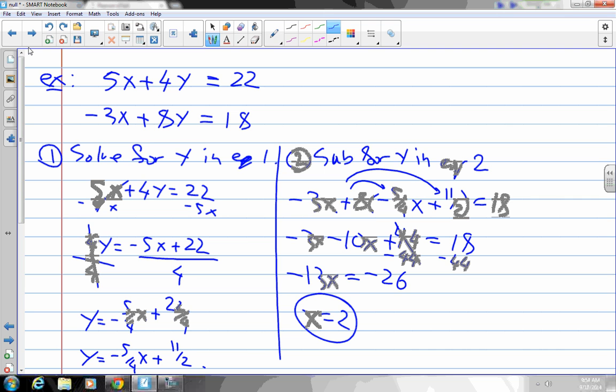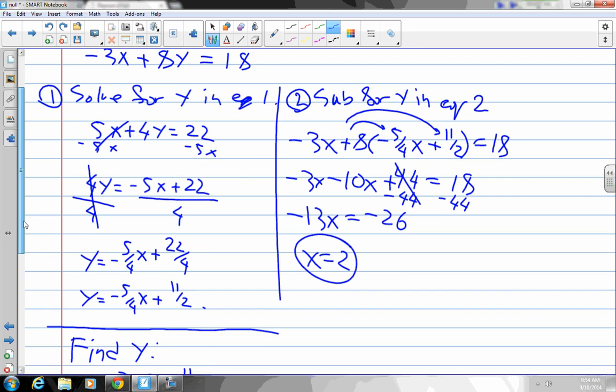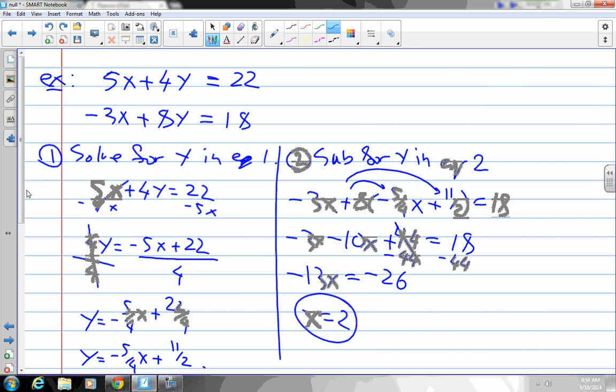Or you can plug in one of the original. Actually, when you get a number, it really doesn't matter where you substitute it. It's the only time you have to be careful with the substitution: when you solve for one variable from one equation, you always have to substitute into the other equation. Because if I take this back into the equation I solved it for, it's going to come out to be 22 equals 22 every time. It's always going to be a true identity because I'm just going in circles.